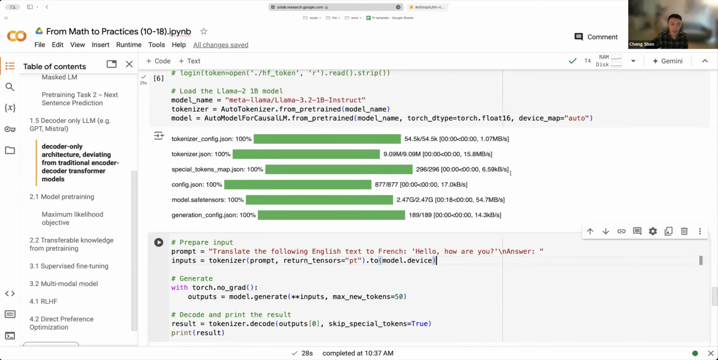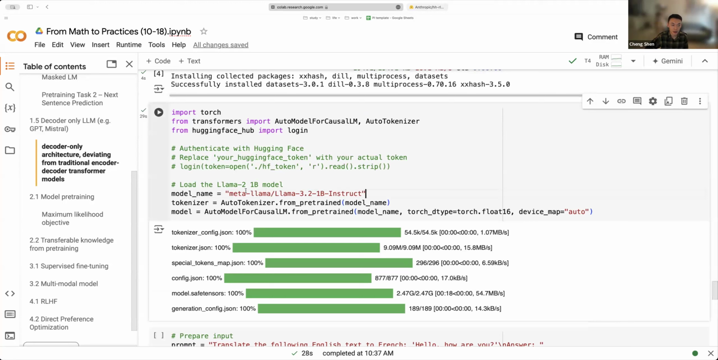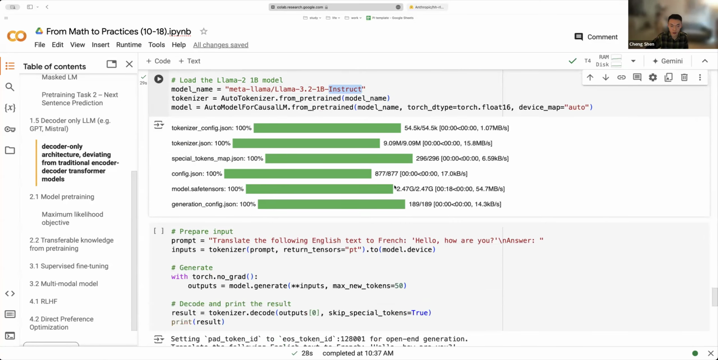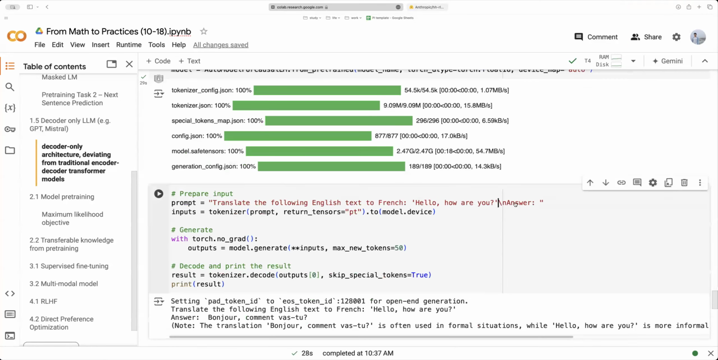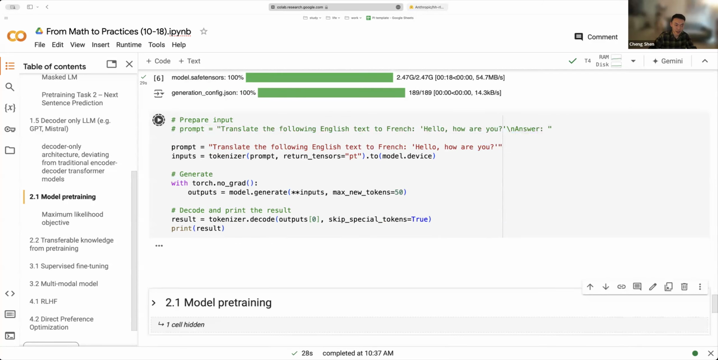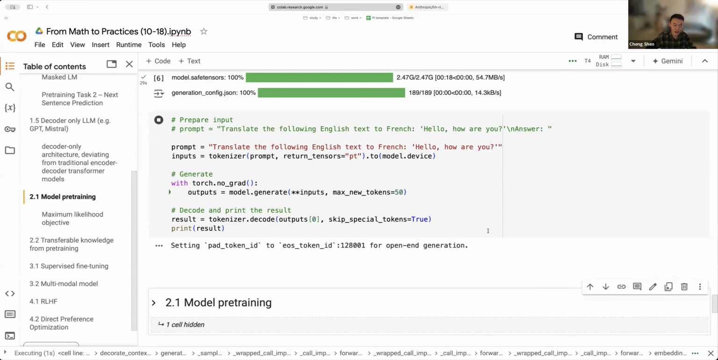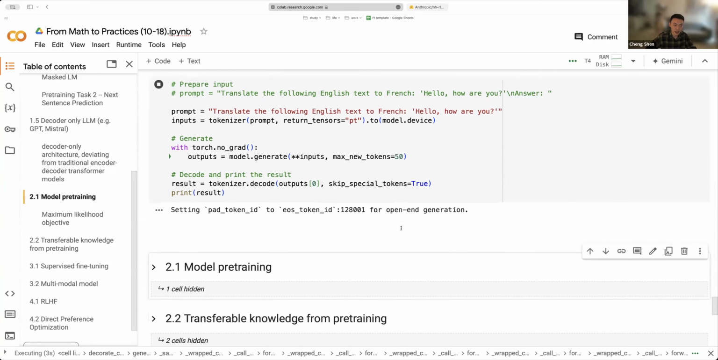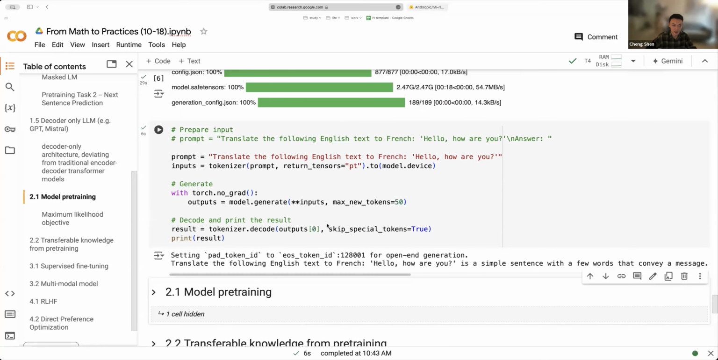Yes. So actually, in this case, the model I'm using is Llama Instruct. So technically, this model has also been instruction fine-tuned. But as a matter of fact, if I don't add this final new line and answer, if the prompt is something like this, the output would also be continued writing instead of answering the translation request.